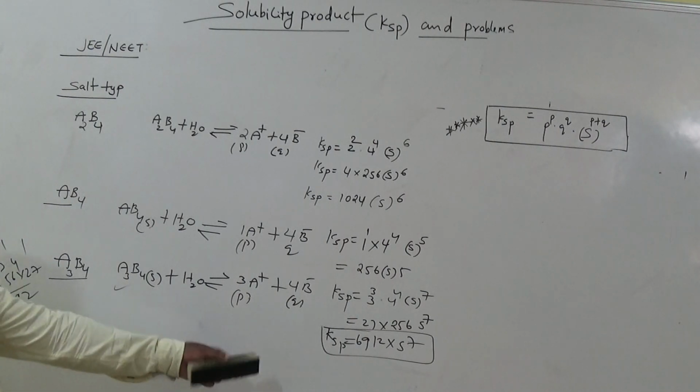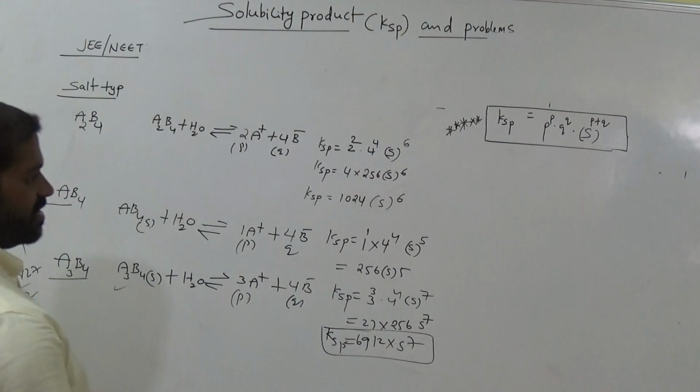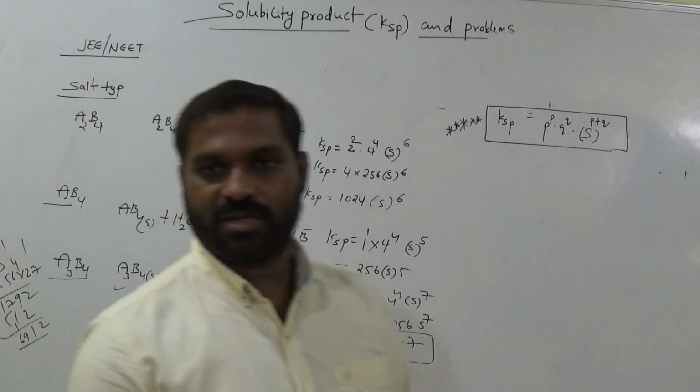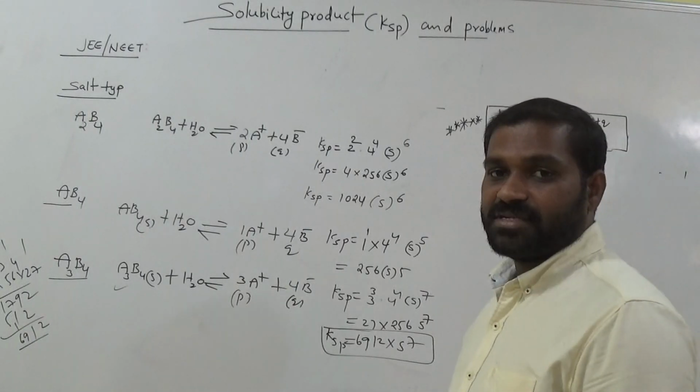A3B4 salt is given. What is the solubility product and salt solubility relation? This is the solubility relation. Okay. Now you have an idea. If any molecule is given, we are able to calculate this expression. Okay.